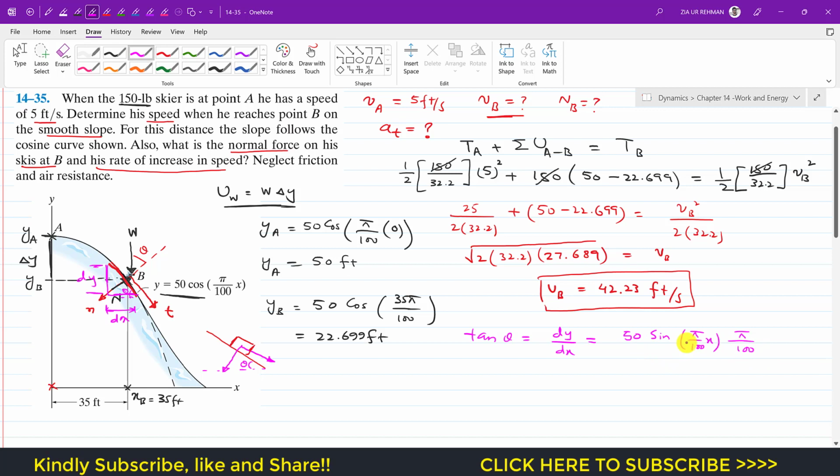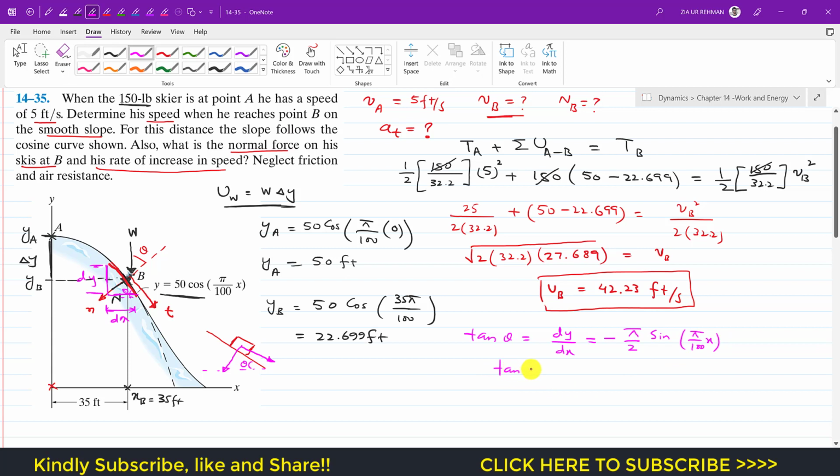So 100 divided by 50 is 2, so this is pi divided by 2. The derivative of cos is minus sine, so we have to write minus sine here. So this is minus sine of the angle into pi divided by 2. So this is the first derivative, and if you want to find this angle, then we have to put x equals 35 feet in this equation. So that would give us tan theta.